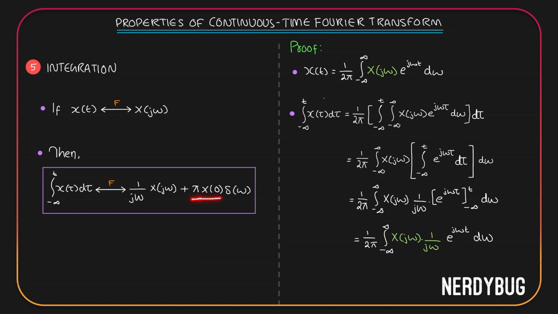Pi is a constant, x of 0 is a constant. So we can see that this is an impulse function with magnitude pi x of 0. So this term will give our Fourier transform a spike at omega equal to 0 and its amplitude is going to be pi x of 0. So the impulse term in the RHS shows the DC value or the initial value of our function.